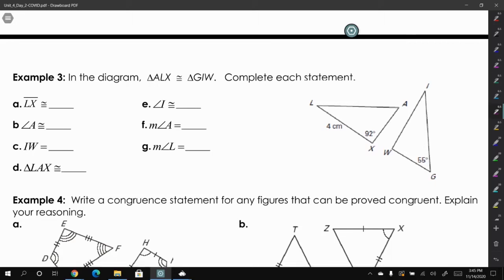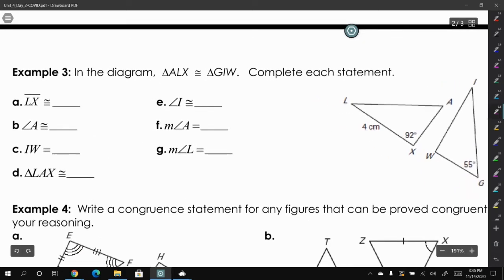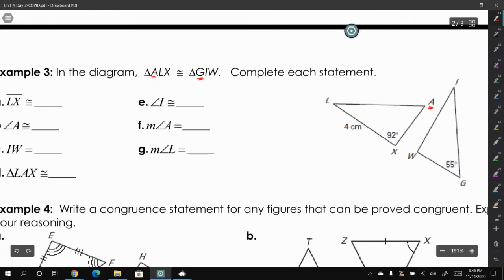So this is one where I'm giving you the congruence statement, and then you're going to complete which parts are congruent to each other. So what I would do is take some colored pencils or maybe highlighters and say, okay, A and G, they're both in the first spot of my two triangle statements, so they must be congruent and go together. So then in my picture, I'll underline A and G.